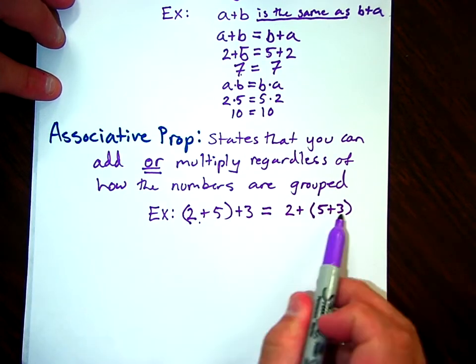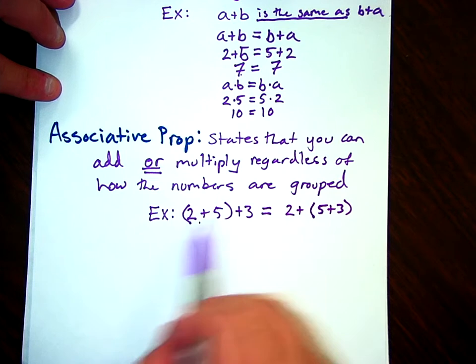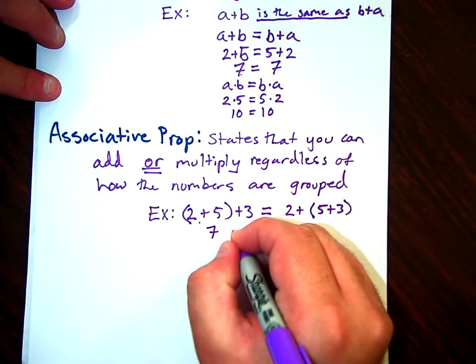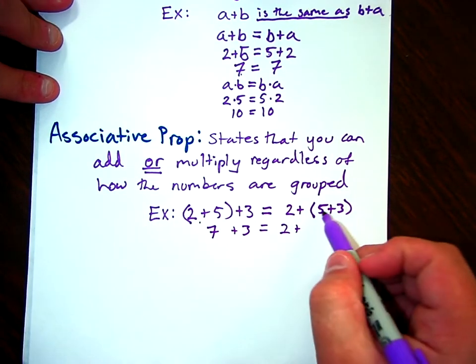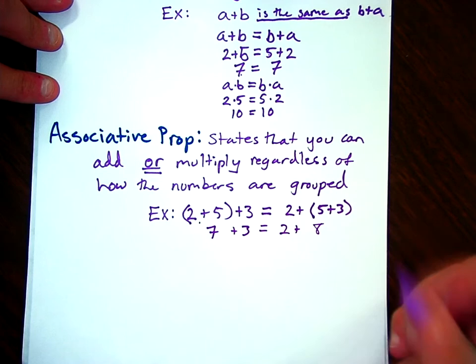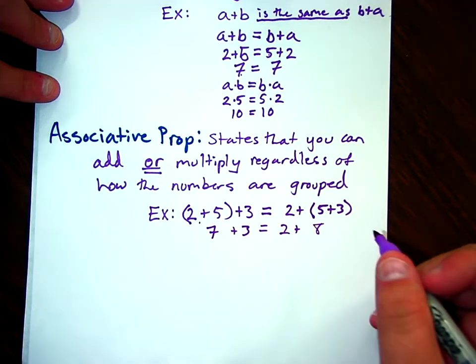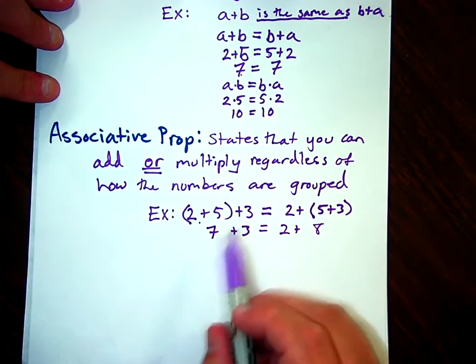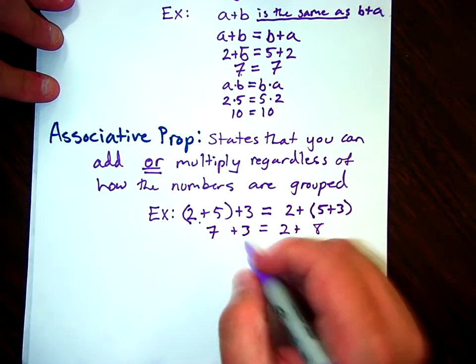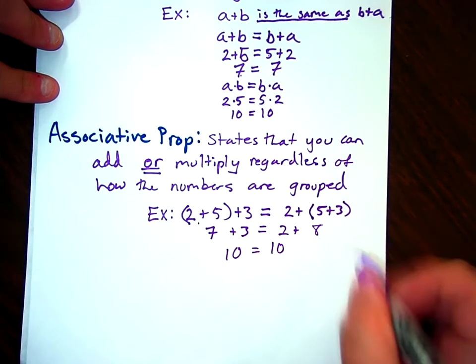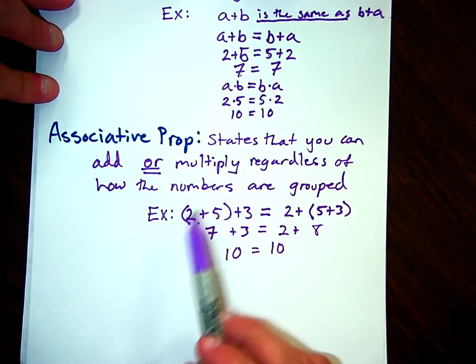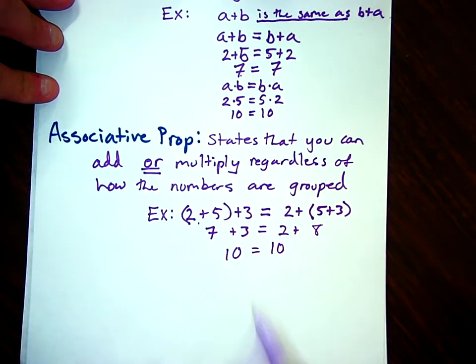And if we actually work out the problem, 2 plus 5 over here is 7, and then we'll still have a plus 3 there. And then let's do the parentheses on this side. 5 plus 3 over here is 8. Okay, and then we have to simplify one more time. 7 plus 3 is 10, and 8 plus 2 is 10. So it does indeed hold for addition here. They are associative. Okay, addition is associative.